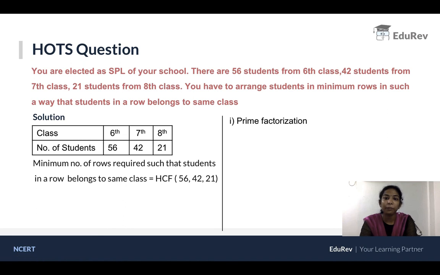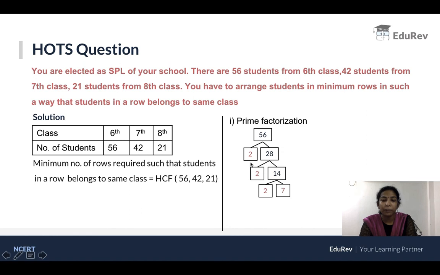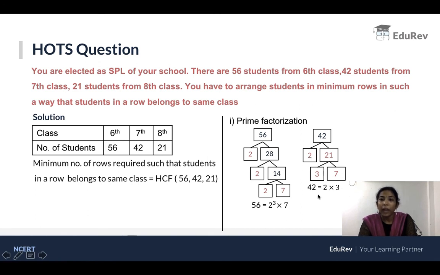I have to write the prime factorization. So what is the prime factorization of 56? 2 table 28 times, 2 table 14 times and 2 table again 7 times. So the prime factorization will be simply 2 cube into 7. For 42, it's 2 into 21 and 21 is simply 3 into 7. So all these are prime numbers. So the value will be simply 2 into 3 into 7. And what is the next one? 21. It's simply 3 into 7.